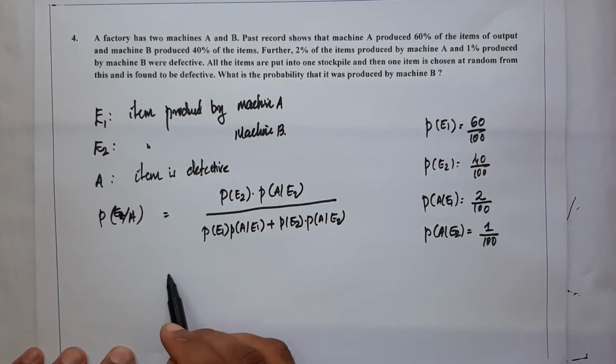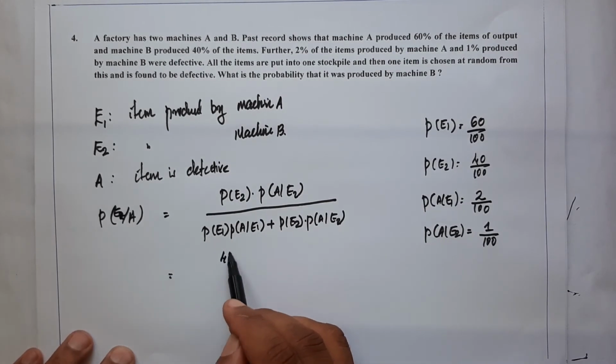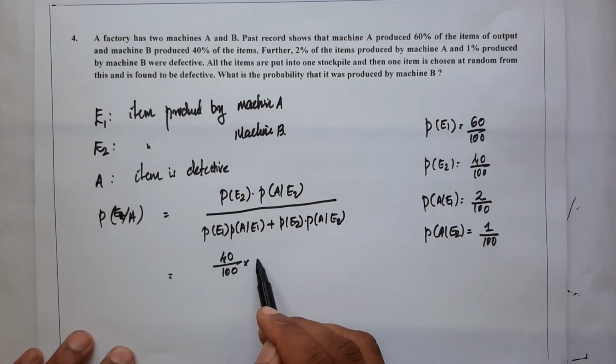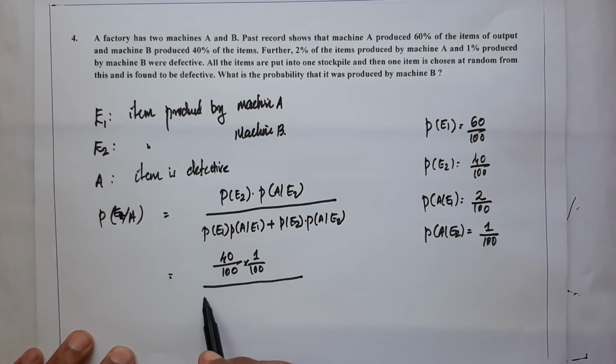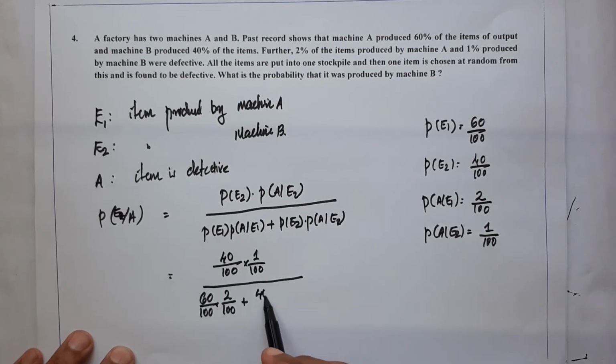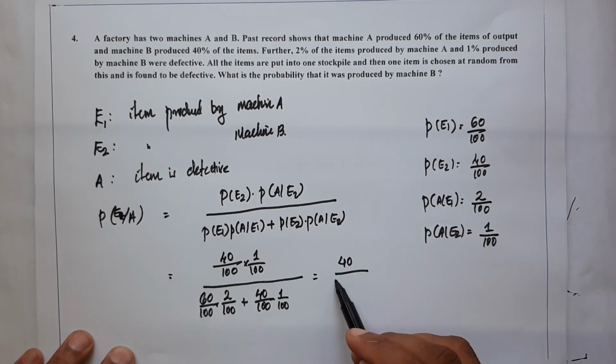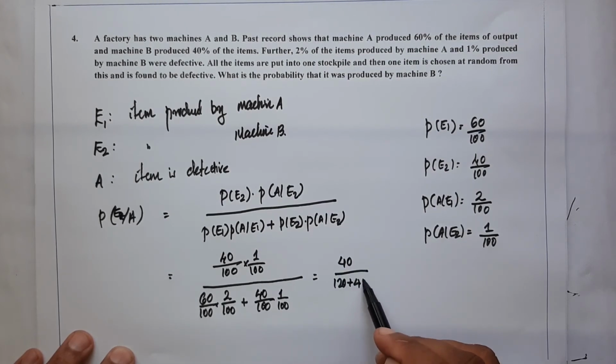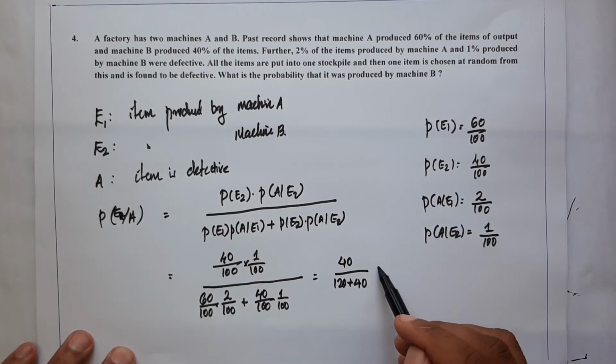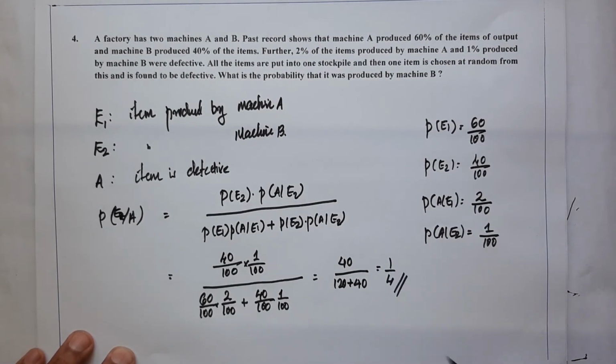Now substitute the values into the definition. What is P of E2? 40 divided by 100 into P of A given E2, that is 1 divided by 100, the whole divided by P of E1, 60 divided by 100, into P of A given E1, that is 2 divided by 100, plus again 40 divided by 100 into 1 divided by 100. Here 100 and 100 cancel, and therefore 40 divided by 120 plus 40, which gives 40 by 160, that is 1 by 4. That's all. Okay, it's very simple.